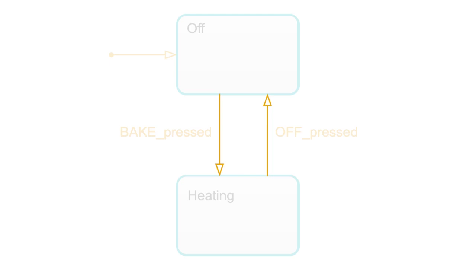The rule for when a transition takes place is displayed next to the corresponding arrow. In our example, the transition from off to heating happens when someone presses the oven's bake button, which we refer to as the bake pressed event. Similarly, we go back to the off state when someone pushes the off button.